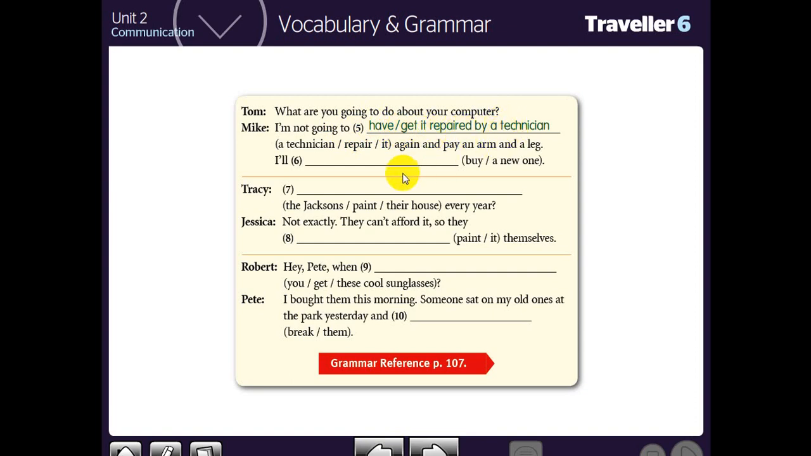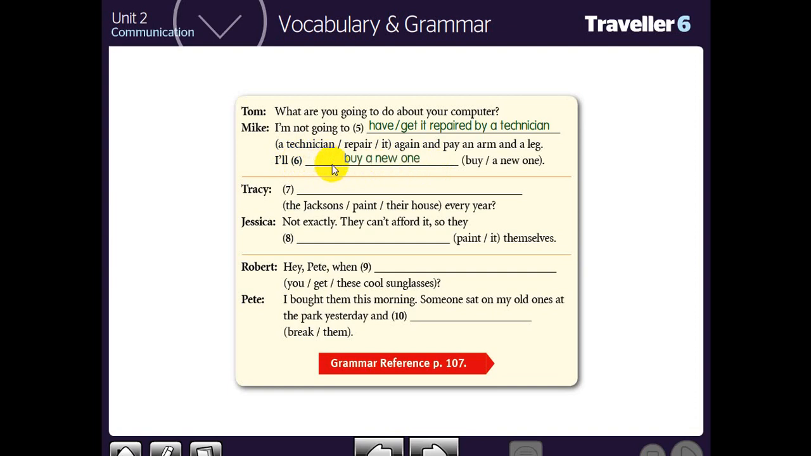And as for the last one, I will buy or have a new one bought. Of course I'm the person who will pay. So I am the person who does the action. So put this sentence in the active form. I will buy a new one.